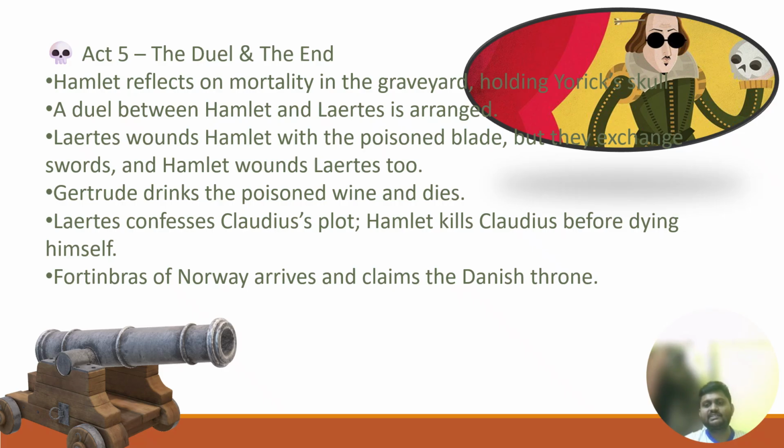So finally, there is death and destruction, and almost every main character dies by the end of the play. And finally, when no heir is present in Denmark, Fortinbras, the prince of Norway, arrives and claims the Danish throne. And this is how the play ends.